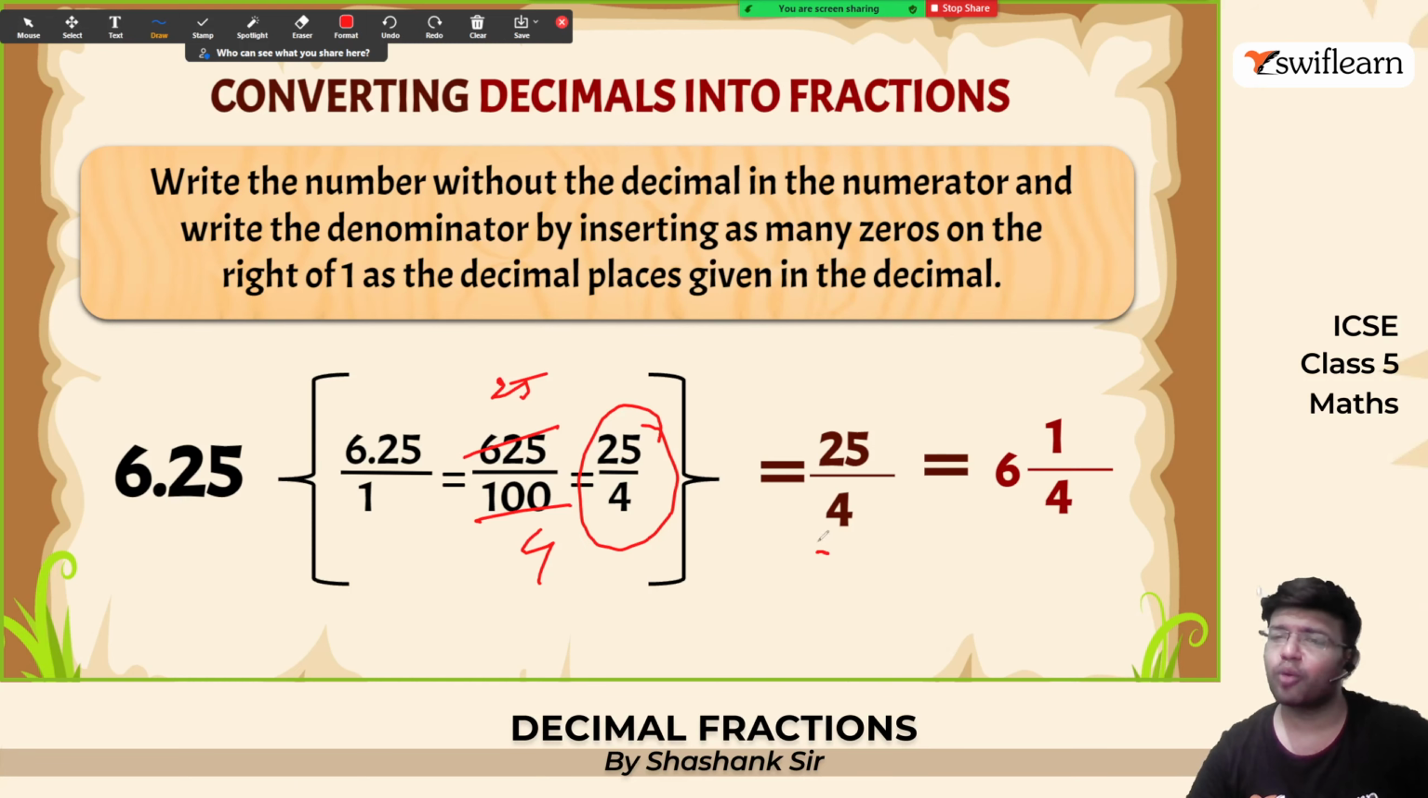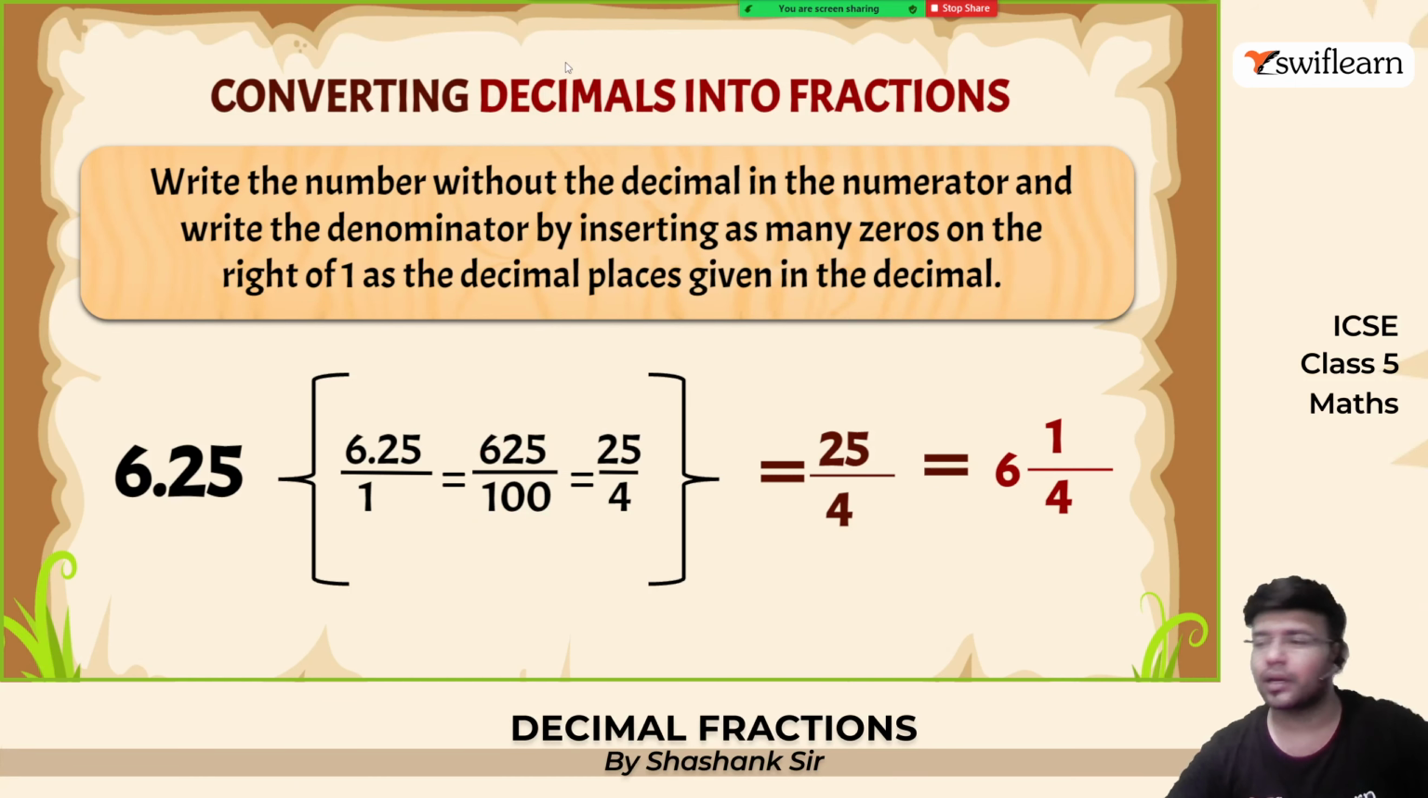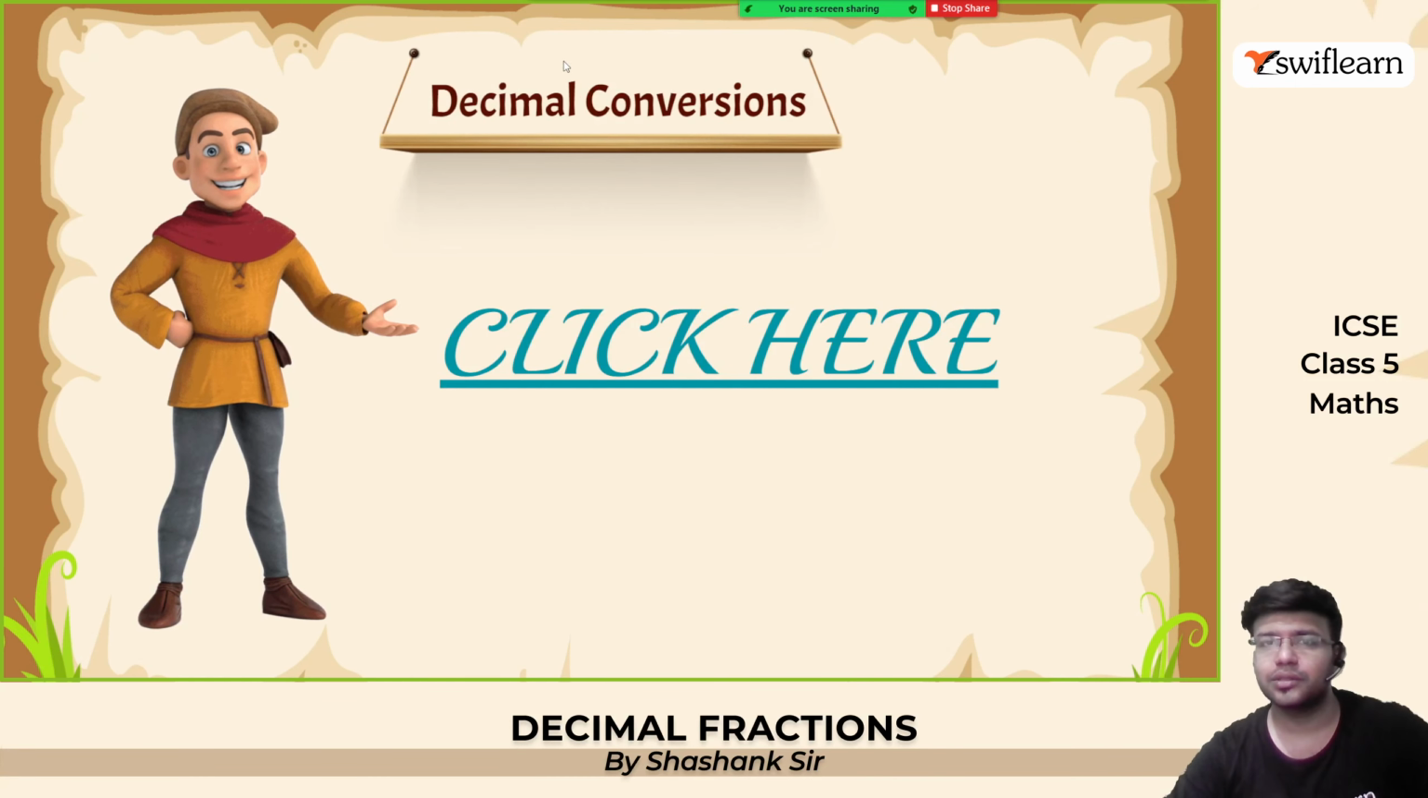Now this is an improper fraction. We can write it as a mixed fraction also. 4 sixes are 24, 1 is the remainder, so 6 and 1 by 4. This is how we write in fractions.